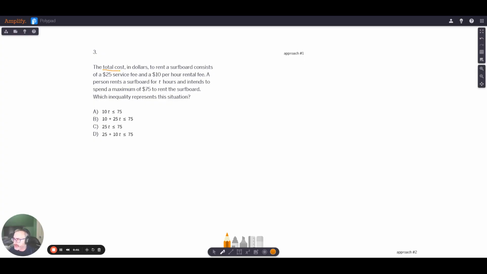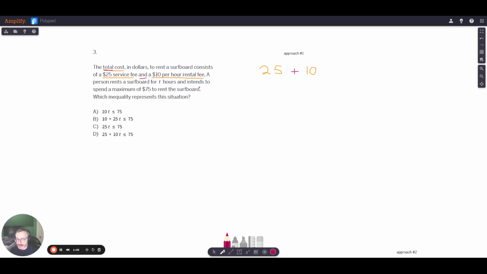So we've got a total cost in dollars, and we're trying to rent a surfboard. There's going to be a $25 service fee and a $10 per hour rental fee. So to get this total cost, we've got two parts. A couple of things that I'm noticing. First of all, we've got a total of two different things that are not the same size. So if we're trying to total some things that are not the same as each other, we'll add.